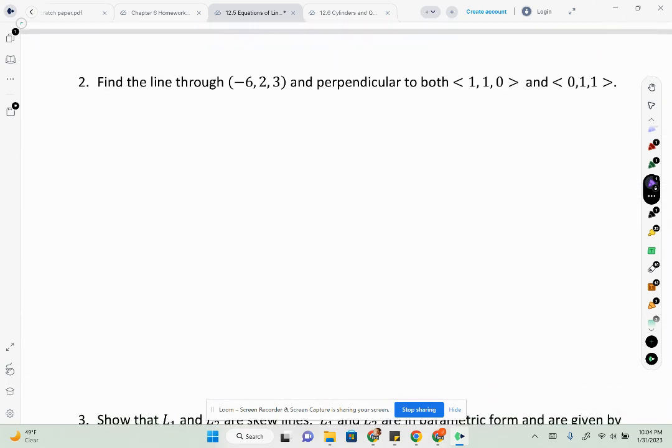In this example, we're told to find a line through the point -6, 2, 3, and it is perpendicular to both of the next two vectors, 1, 1, 0 and 0, 1, 1. So first I need R0, and they gave me a point. They're telling me that my line goes through a point. So that is going to be the point that my R0 is pointing at, okay? So R0 is equal to the vector with components -6, 2, and 3.